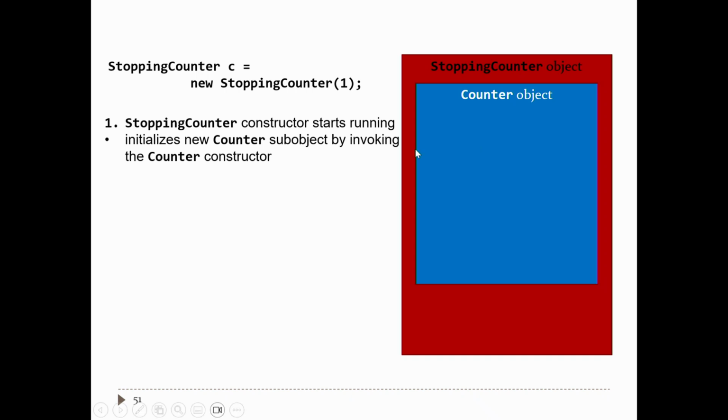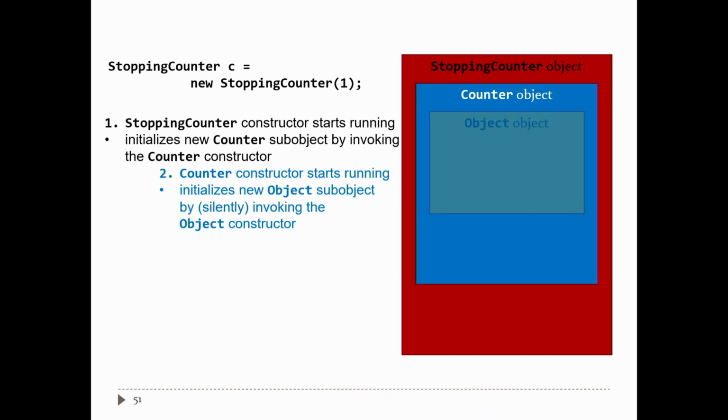Now, what does the counter constructor do? So the counter constructor starts to run. Its very first line looks like this: value equals 0. But you have to remember, it's actually a call to the object constructor, because every class in Java inherits from object. So the counter constructor actually calls the object no-argument constructor to create the object part of a counter.